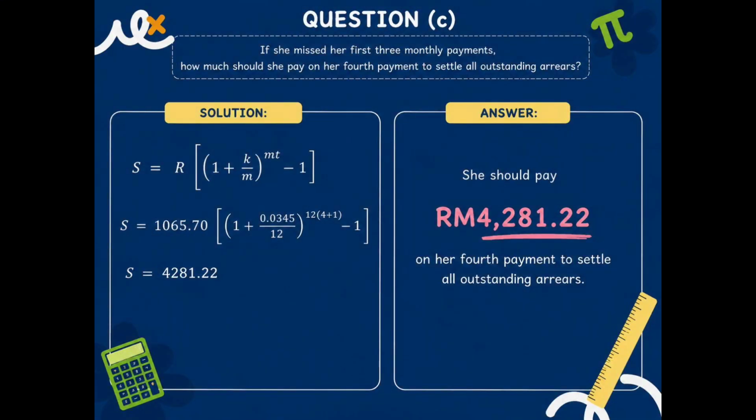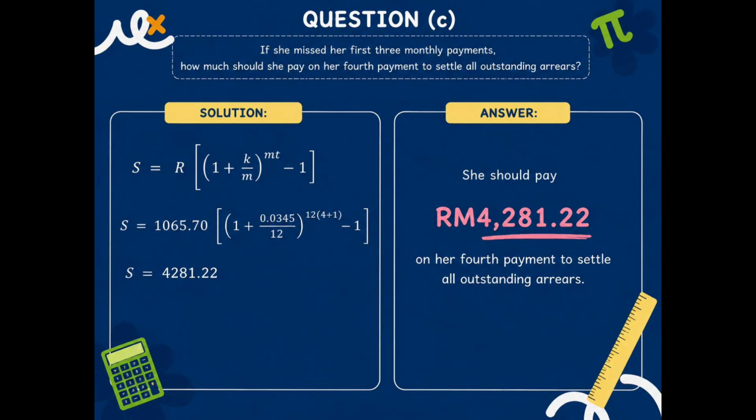Next is question C. Farah Alia missed her first 3 monthly loan payments. Therefore, on the fourth payment date, she must pay all the outstanding arrears together. The monthly payment calculated in question B is 1,065 ringgit and 70 cents. The total of the 3 missed payments is 1,065 ringgit and 70 cents multiplied by 3, which equals 3,197 ringgit and 10 cents.